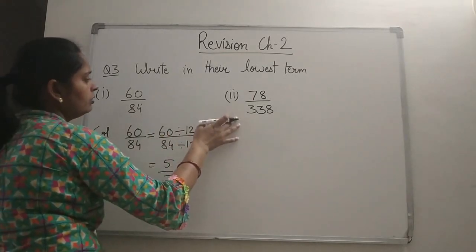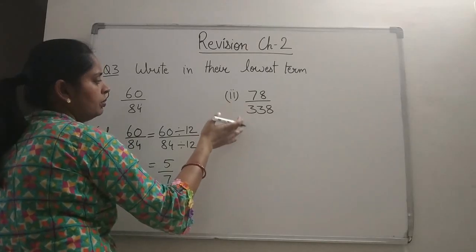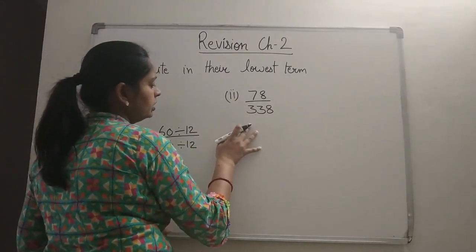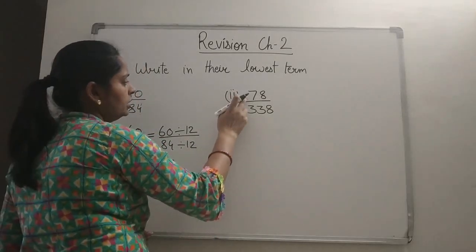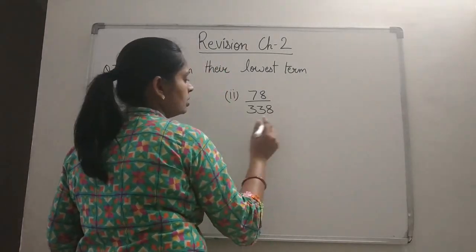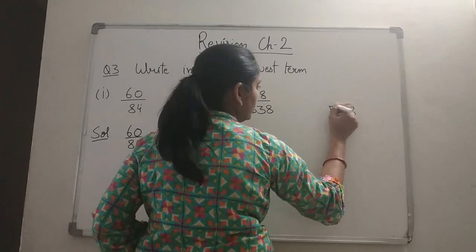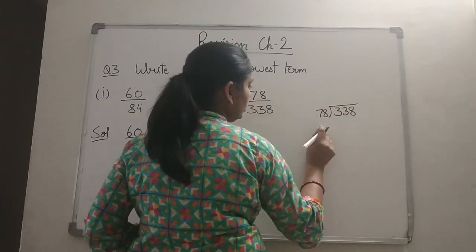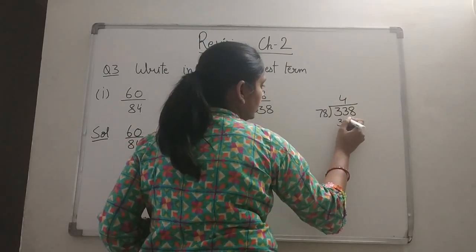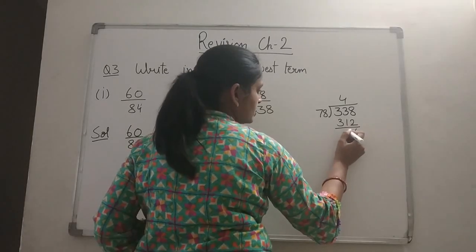But every time we do not get numbers such that by seeing only we can tell by which number both can be divided. So what is the best method to get the answer? To find the HCF of these two numbers. So let's find the HCF of these two numbers by the division method. 338 divided by 78, right? So we'll get 78 4s is 312. When you subtract, you will get 26.